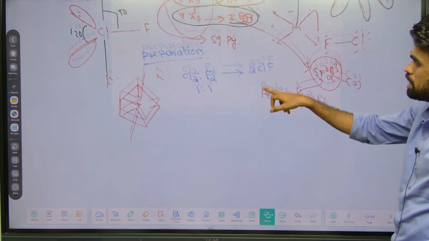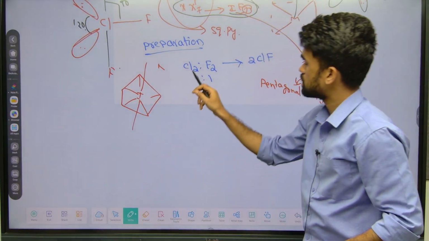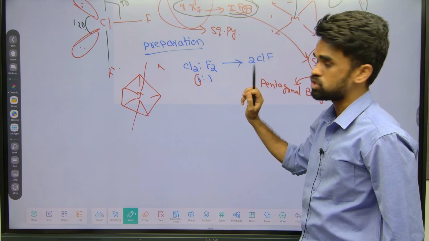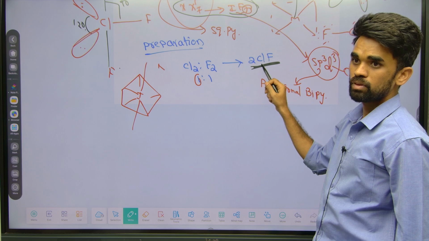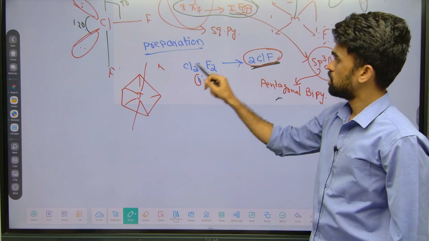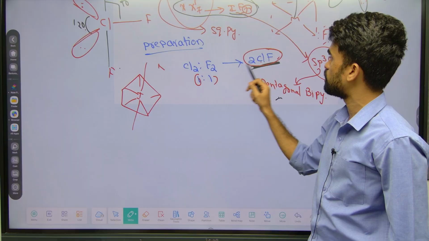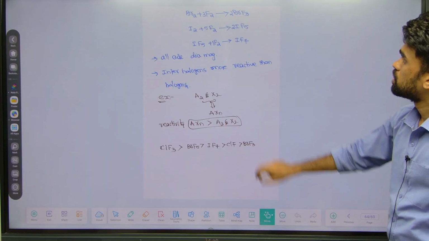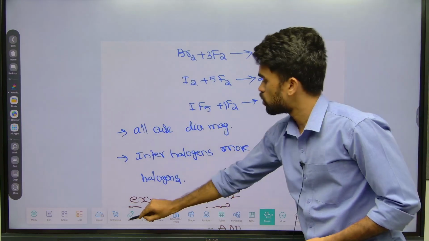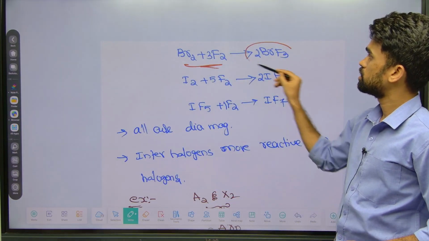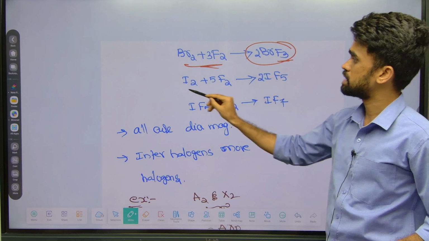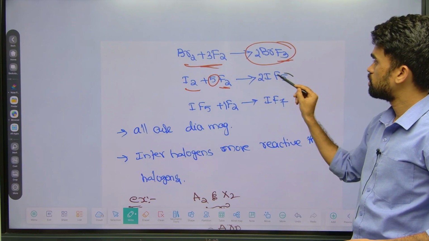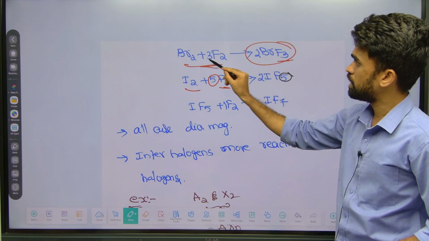So now how can you prepare this? The preparation will be like this. Chlorine and fluorine, their volume ratio should be 1:1, so that you get ClF as the product. If you take bromine and fluorine, you will get 2BrF3. Next, iodine and fluorine in a 1:5 ratio. See, 5 we are taking now, BrF5. See here, 3 you are taking now.